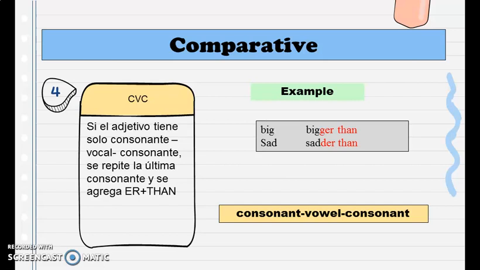Esta regla, la regla número 4, se aplica para adjetivos que tienen solamente o están construidos con una consonante, una vocal y una consonante. ¿Qué hacemos en ese caso? Repetimos la última consonante y agregamos ER+Than. This is our fourth rule.